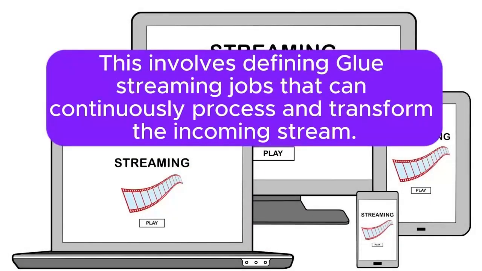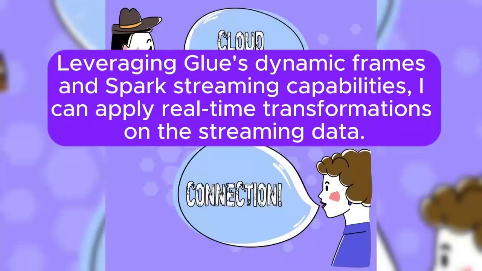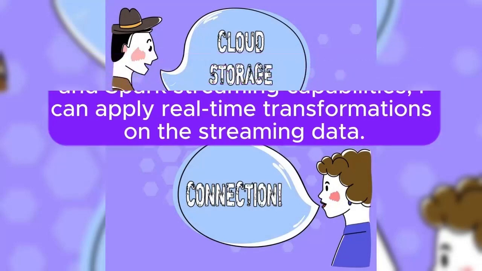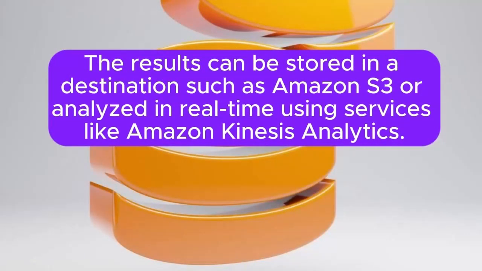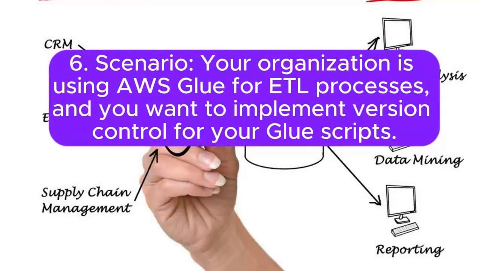This involves defining Glue streaming jobs that can continuously process and transform the incoming stream. Leveraging Glue's dynamic frames and Spark streaming capabilities, I can apply real-time transformations on the streaming data. The results can be stored in a destination such as Amazon S3, or analyzed in real time using services like Amazon Kinesis Analytics.